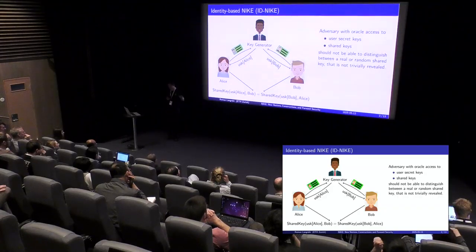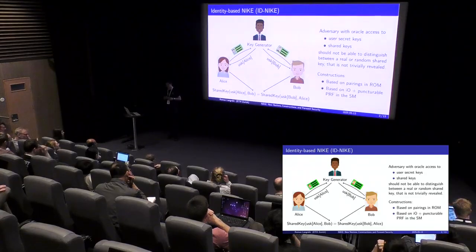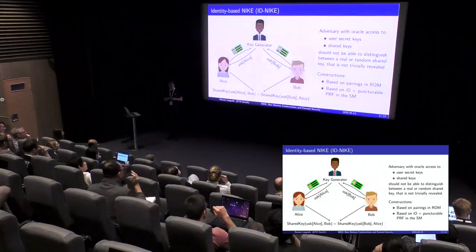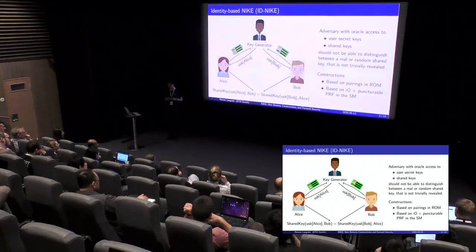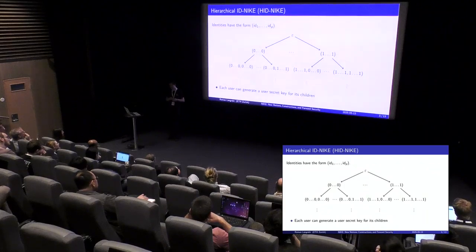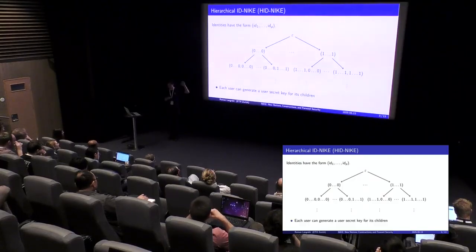Okay, so back to identity-based Nike. The state-of-the-art constructions are a construction based on pairings in the random oracle model, and in the standard model we currently only know how to build this from strong assumptions such as indistinguishability obfuscation. There's also a hierarchical variant of identity-based Nike that's very similar to hierarchical identity-based encryption, where the identities are organized in a tree structure, and every user can generate a user secret key for its children.